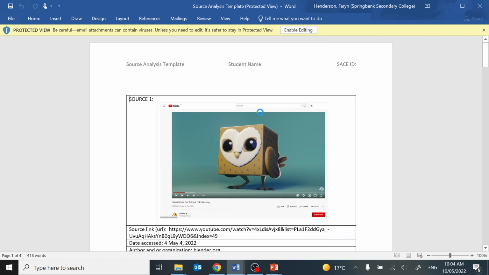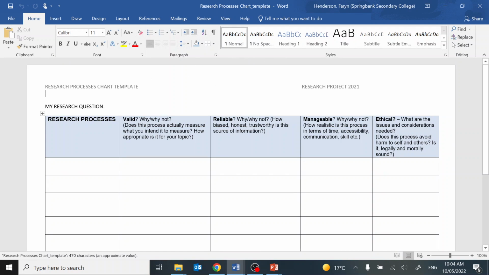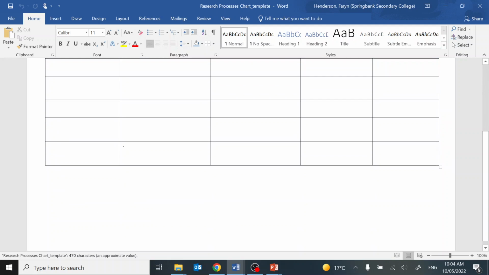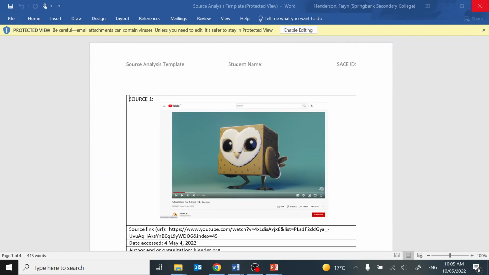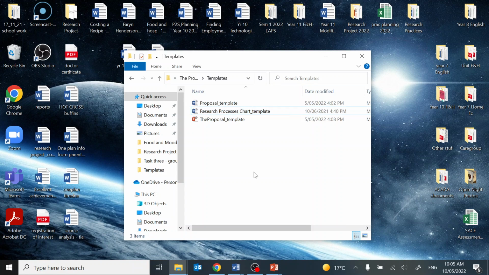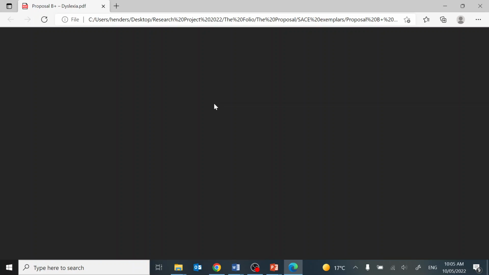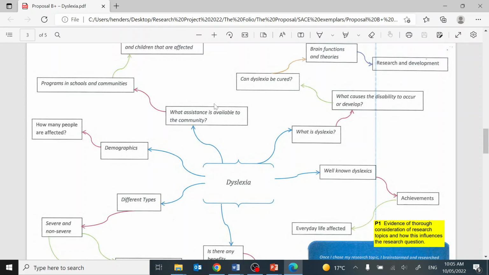And then for those of you that were interested in that process chart, this is the chart. Again, optional. Don't have to use it. I just want one more thing to show you, which is the SACE exemplar. So if you're really struggling and you don't really know what it should look like, I'll just show you the dyslexia one.